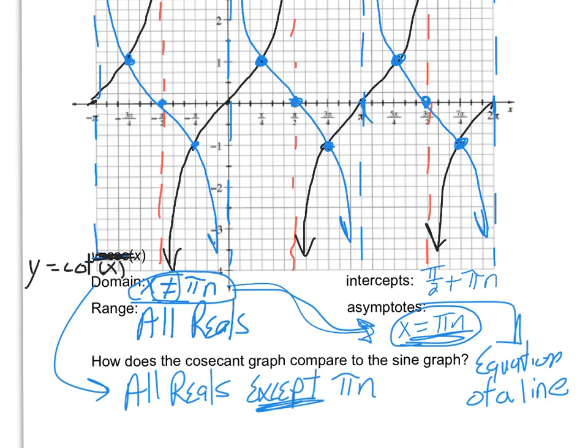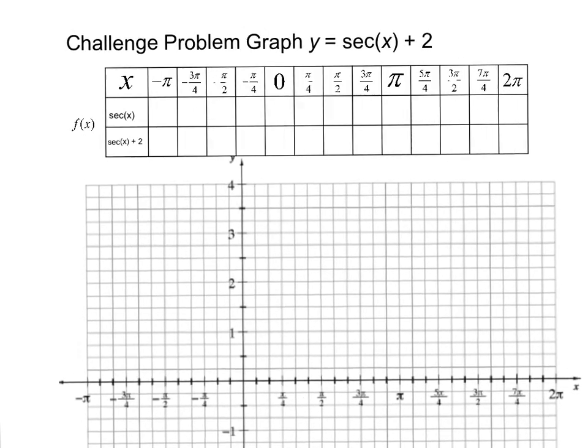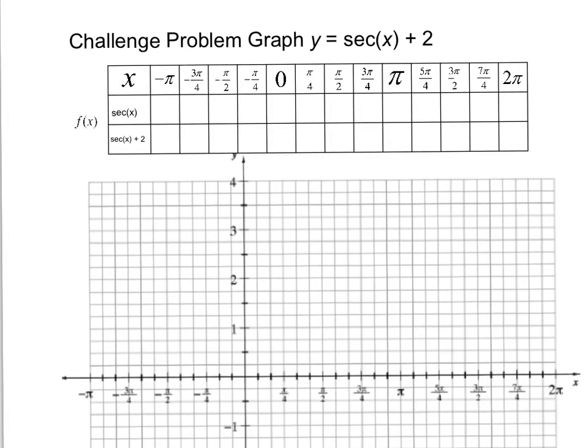Hopefully some of this is making a little bit of sense so that you can try this challenge problem. What I'd like you to do is graph, and you can use your notes from the couple previous slides, graph the secant of x plus 2. I'll give you a hint. This is just a transformation up 2. So pause this, see if you can graph it. If you need to use the table, that's great, and then come back and check your work.